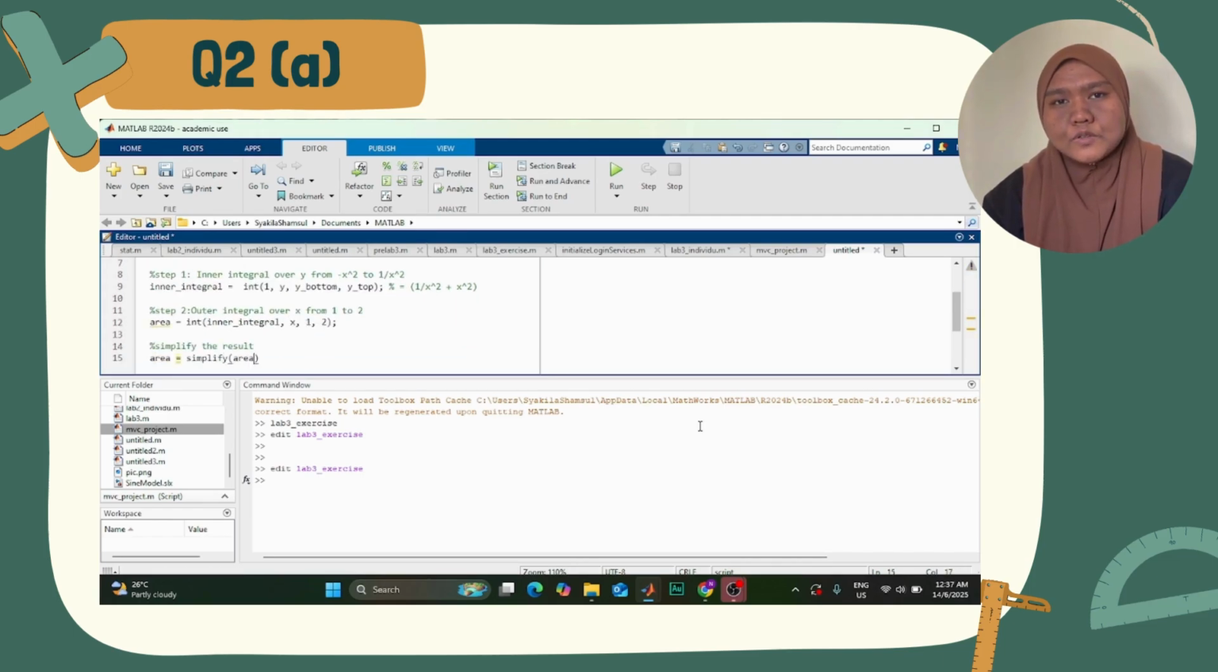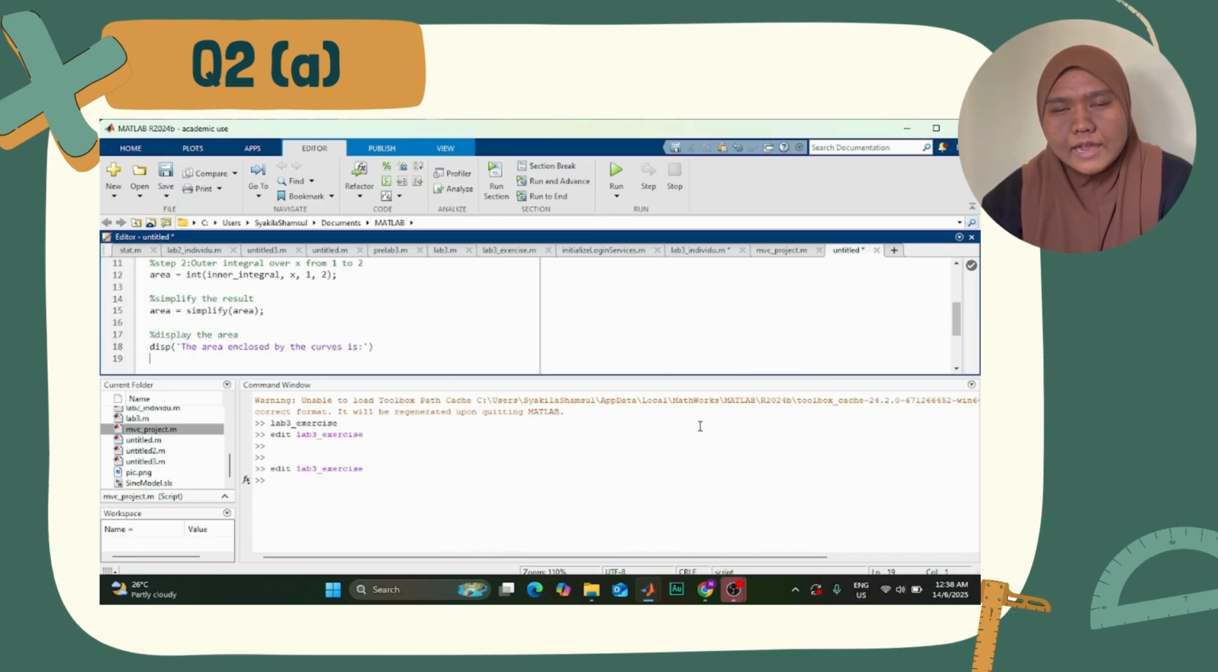And this code uses double integration to calculate the area between two curves over a given interval on the x-axis using symbolic mathematics in MATLAB.